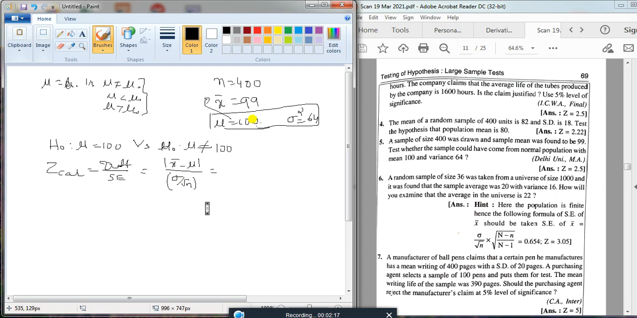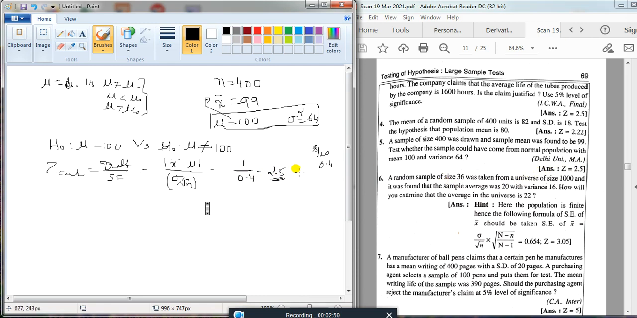Now numerator value 99 minus 100 or 100 minus 99, that will be 1, and denominator sigma upon square root of n. What is the n? It is 400. So square root of n is 20. Now what is the sigma? Sigma is 8. So 8 upon 20 is equal to what? So 0.4. So 1 upon 0.4 is the answer. Now 1 upon 0.4, that means 10 upon 4, and it will be 2.5. So our calculated value is 2.5. Now let us verify it whether it is or not. So yes, it is.